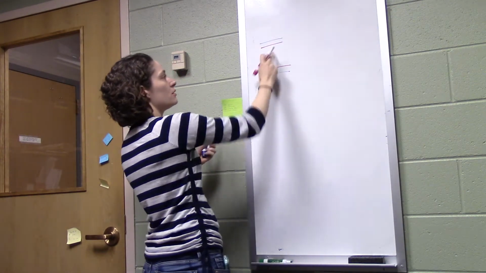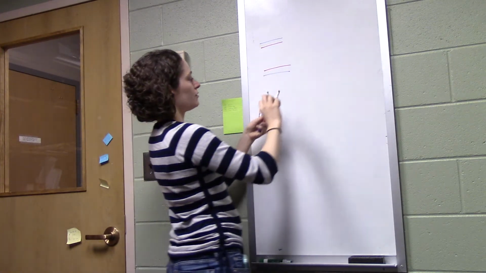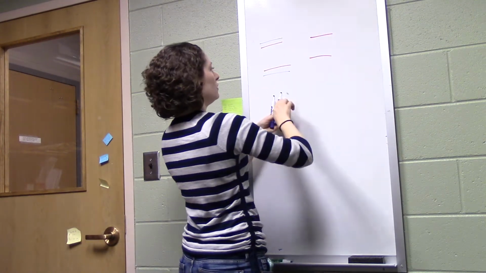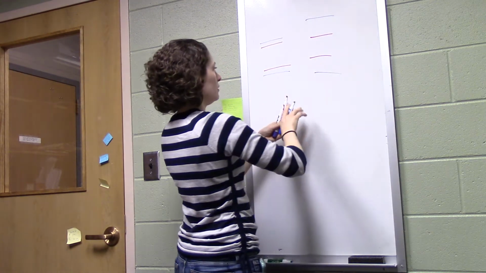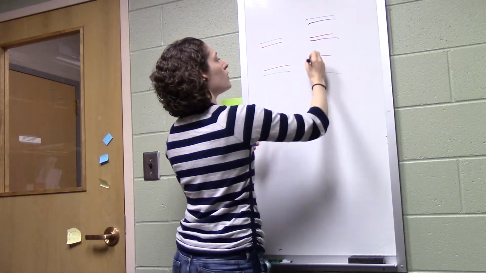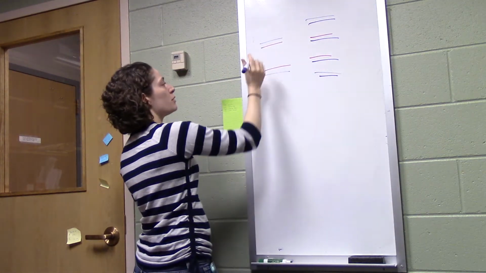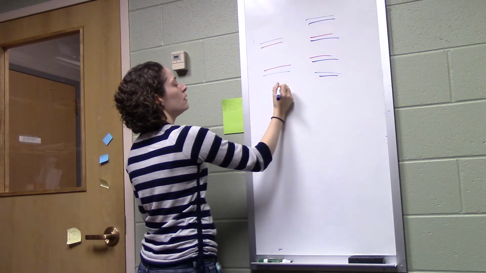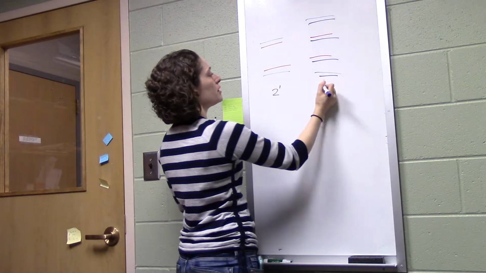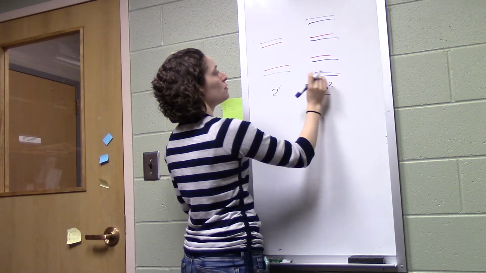you've copied each, you have 2 copies, right? After another round, copy each of those, okay? So when you start with one template, after one round, you have 2 to the 1, 2 copies. After 2 rounds, you have 2 to the 2, 4 copies.